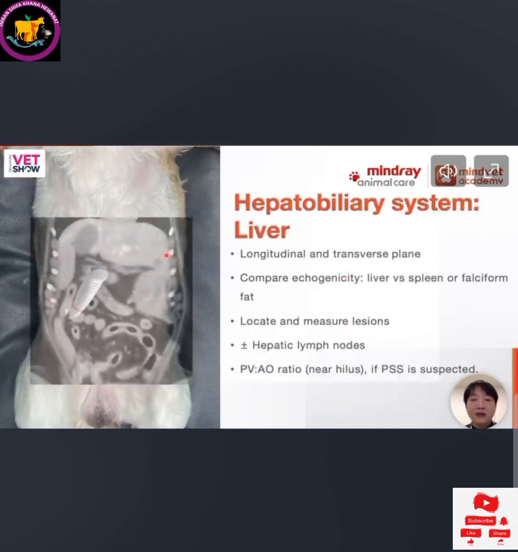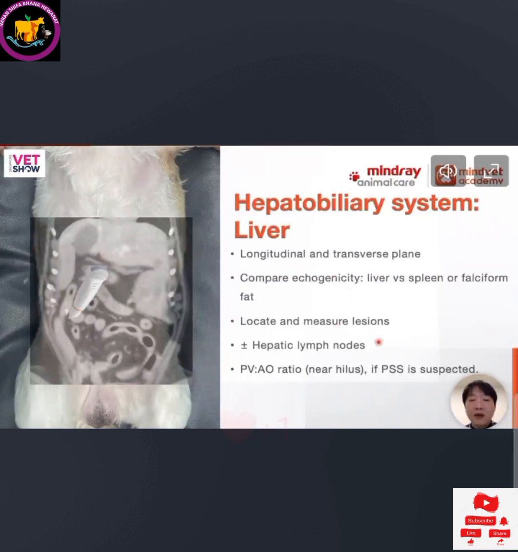The liver is a large organ that is easy to find and is located at the cranial abdomen. Longitudinal and transverse views should be obtained. In deep-chested dogs, the intercostal approach can be performed to assess the liver within the rib cage. Compare the echogenicity of the liver with the spleen, or falciform fat in cats. You can use the split screen image to compare them. Please note, do not change any parameters such as gain, depth, or TGC because they affect the image appearance.